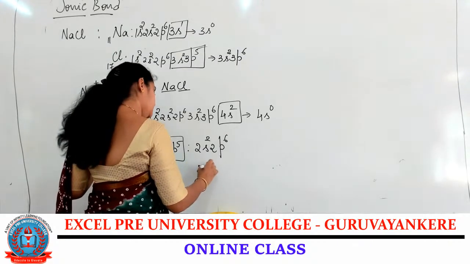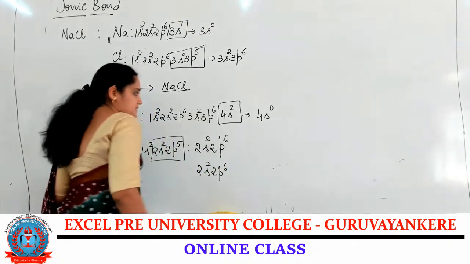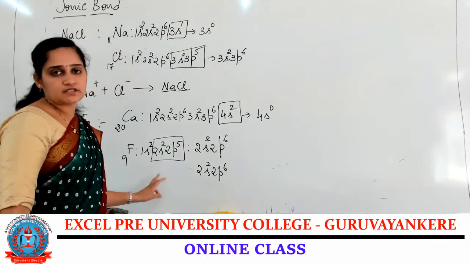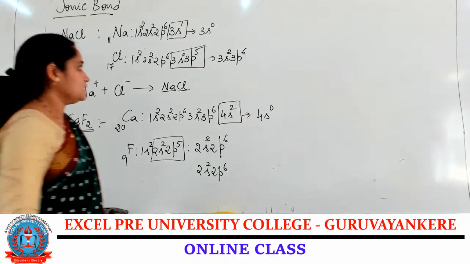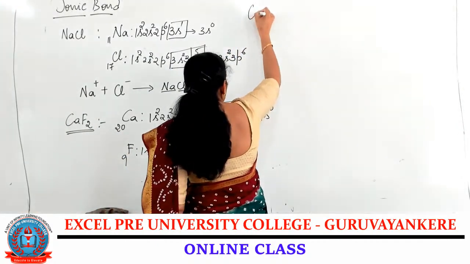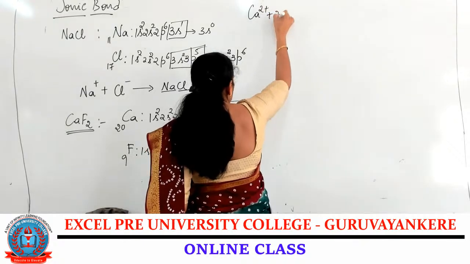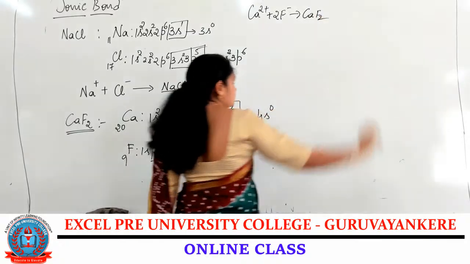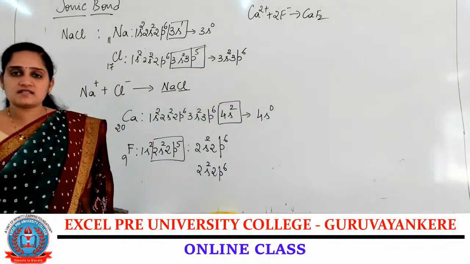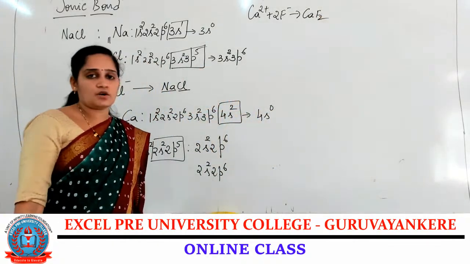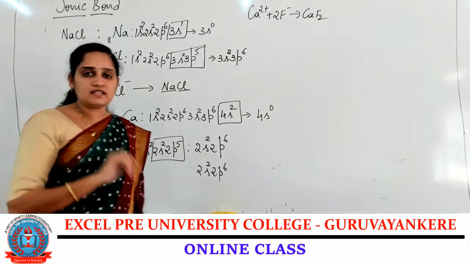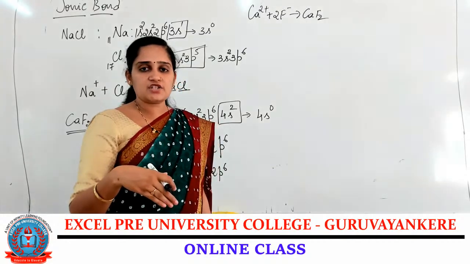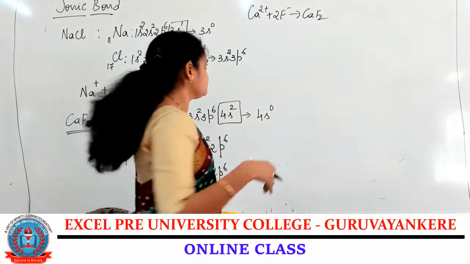Another fluorine atom again becomes 2s2, 2p6, so it also attains the octet electronic configuration. Now, if you write the molecule, Ca2+ and 2F- give rise to CaF2. The calcium fluoride structure is a stable one because calcium attains octet electronic configuration by losing the electrons, and fluorine attains octet electronic configuration by gaining the electron.